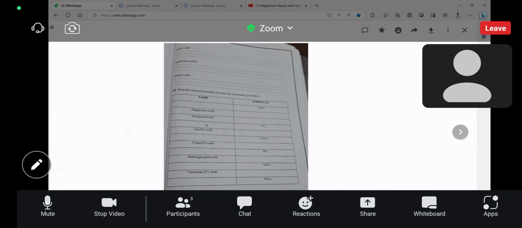And zinc(II) oxide. What does this 2 mean? The oxidation state. So Zn2+ and oxide. By exchanging the charges, ZnO. What about the property? Is this amphoteric or neutral? Amphoteric.